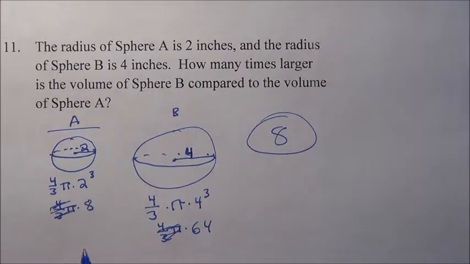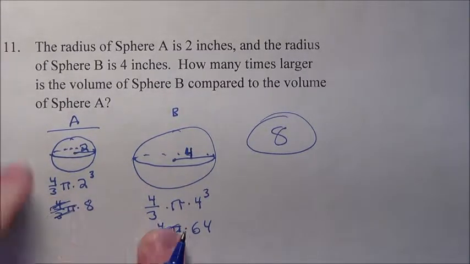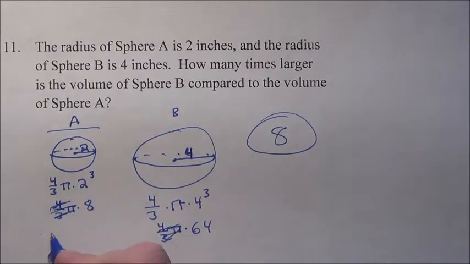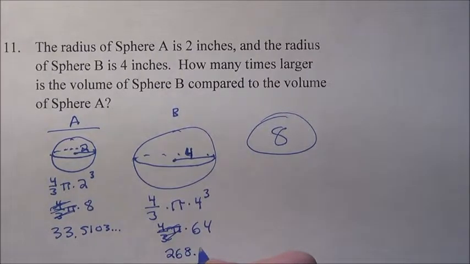Now, a lot of you aren't going to look at that and go, oh, they both have 4/3 pi, so I can just ignore it. A lot of you are probably going to multiply this out, and it would have given you 33.5103, and so on. And 4/3 times pi times 64 would give us 268.08, and so on. So if you divided 268.08 by that 33, guess what you're going to get? 8. You're going to get the same answer.